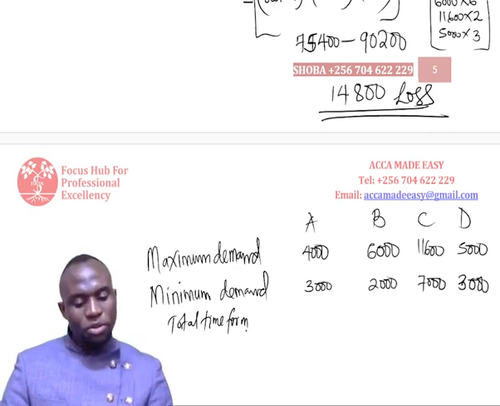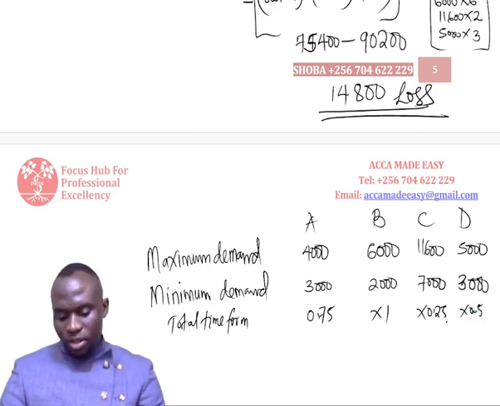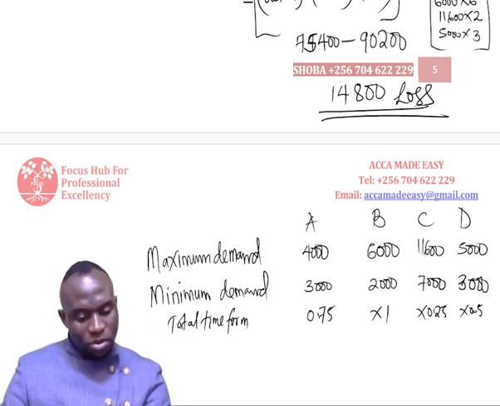We said each unit of A uses 0.75. It uses 1. This was 0.25. And this was 0.5. So we work out this. It is 3,000 times 0.75 plus 2,000 times 1 plus 7,000 times 0.25 plus 3,000 times 0.5. So the answer we get is the total of all these, it is 7,500.